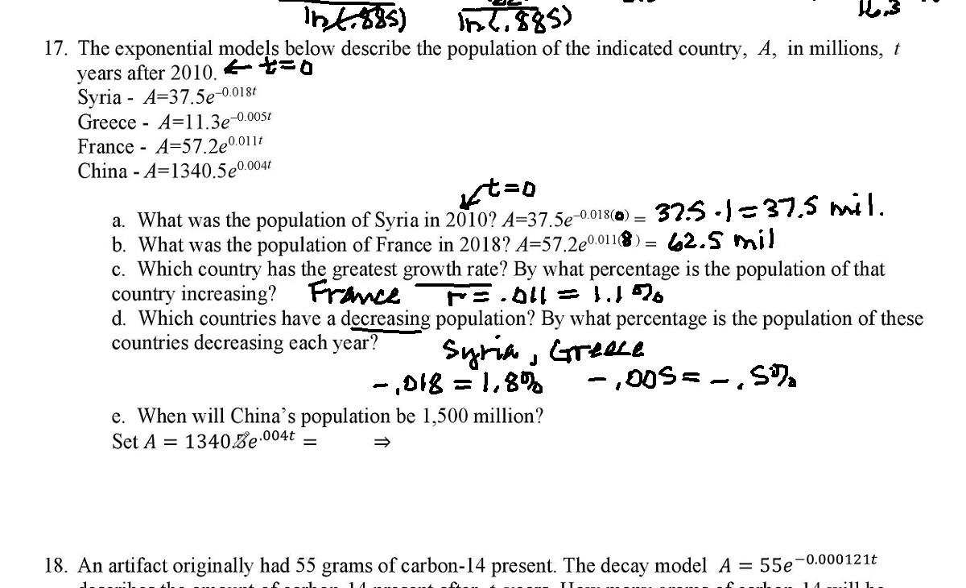And then the last part of this question, when, so that's asking for a t-value, when will China's population reach 1,500 million? So that's 1.5 billion. So you're going to take the equation for China's population right here, bring that down, and set that equal to 1,500. And then you want to solve for t. We've done several like this now. You want to isolate that exponential. So divide off the 1340.5 on both sides.